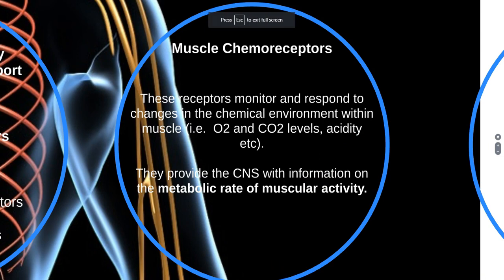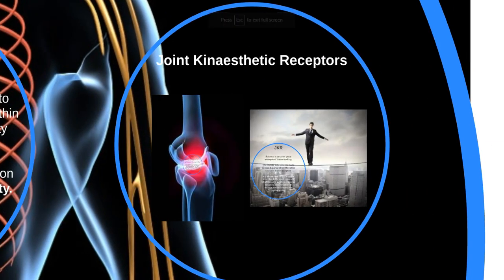And then finally, we have the proprioceptors. The first of these is your joint kinesthetic receptors. You can guess where you find them. In your joints, it's in the name. I call them JKRs because it's quite a mouthful.